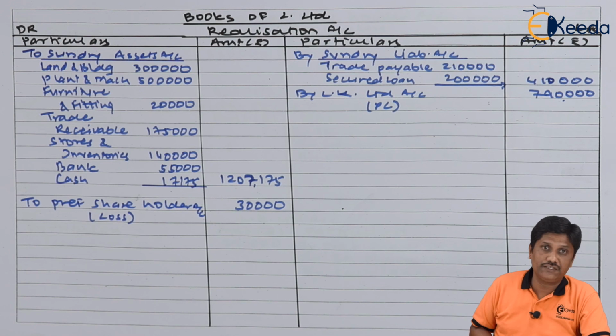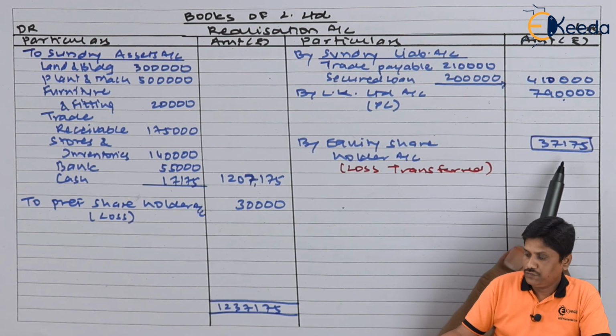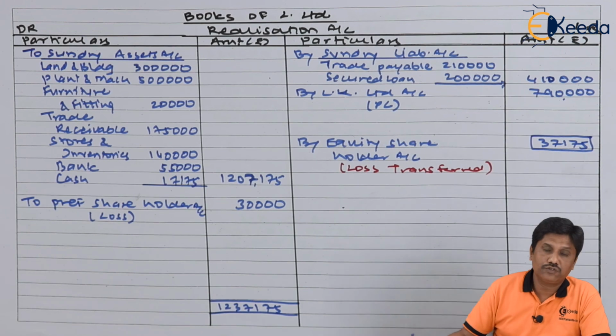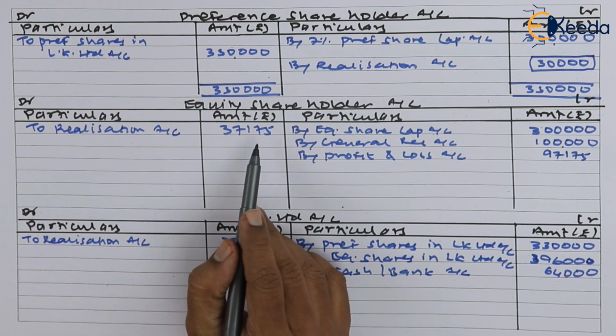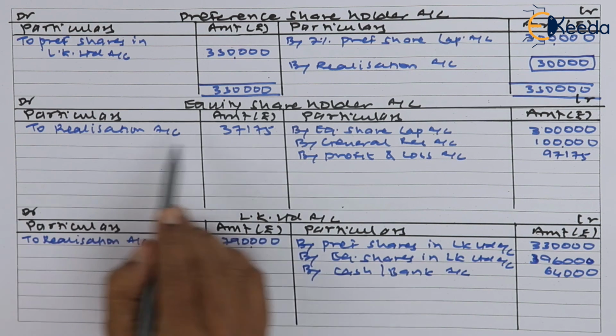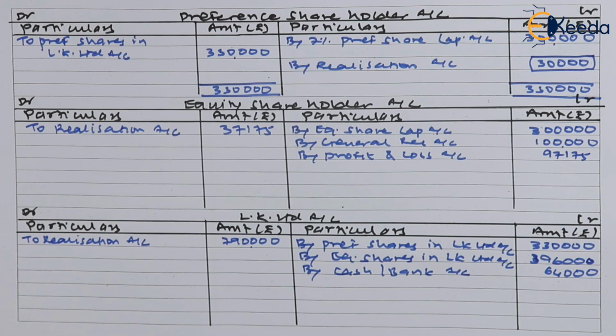Now I will close the realization account. Profit or loss I will shift to the equity shareholder. Friends, here is a loss which we have transferred to the equity shareholder account. So the equity shareholder account will be debited for this. So let us debit the equity shareholder account. So friends, we have debited our loss to the equity shareholder to realization account 37,175. After this, all remaining items of PC we will transfer to the equity shareholder, and hopefully your equity shareholder account will tally. What are the remaining things?